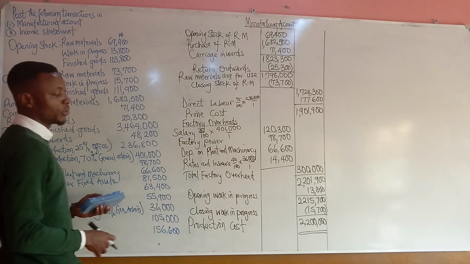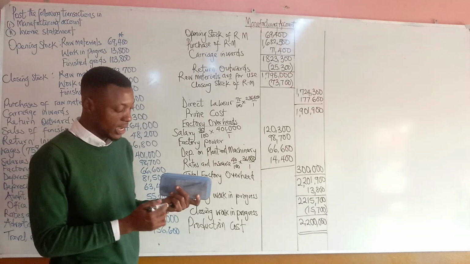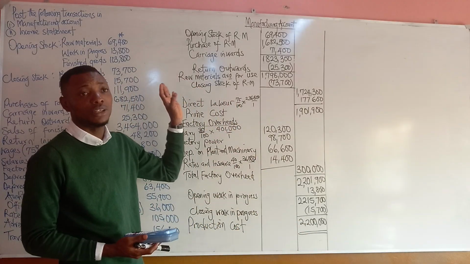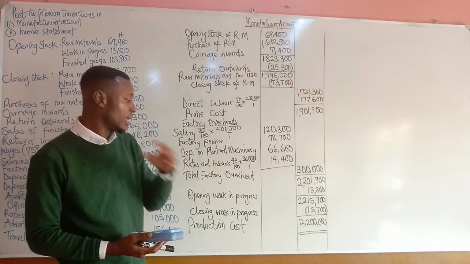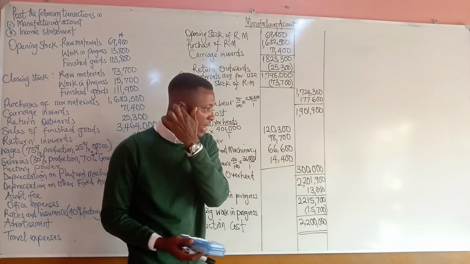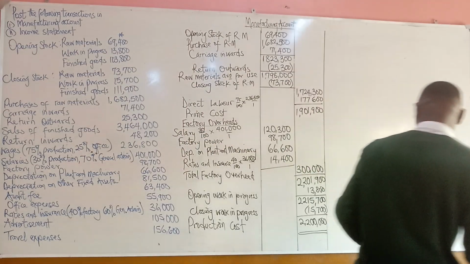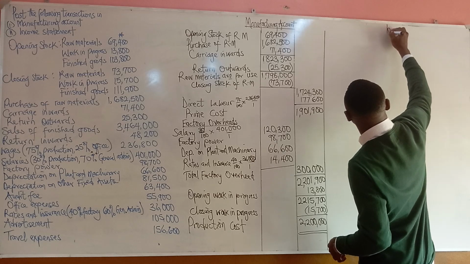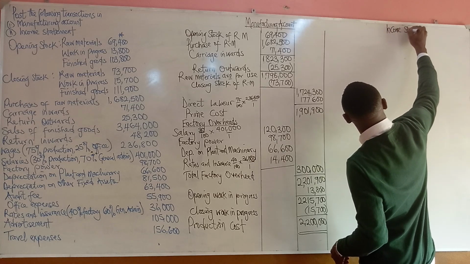Now, this is my production cost, meaning that it is the amount of money that the company spent in converting the raw materials into finished or semi-finished goods. This is the amount of money that will be carried into our income statement. Now, we are done with the manufacturing account. This will then be my income statement.